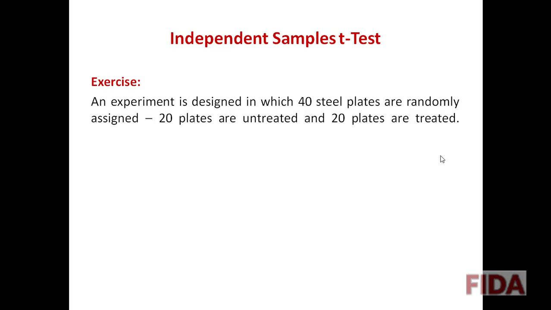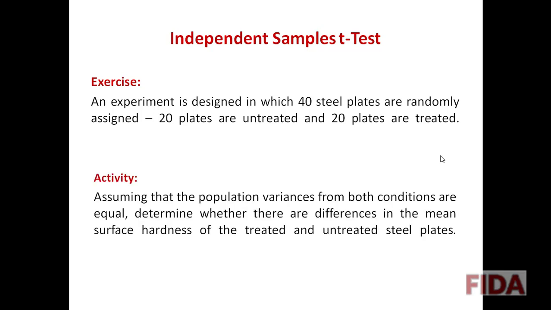We have an exercise that says an experiment is designed in which 40 steel plates are randomly assigned. 20 plates are untreated and 20 plates are treated. So the activity we are expected to carry out says, assuming that the population variances from both conditions are equal, determine whether there are differences in the mean surface hardness of the treated and untreated steel plates.